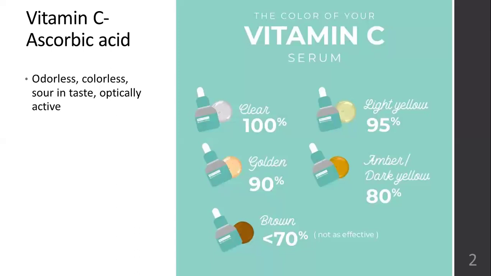So vitamin C. Another name for vitamin C is ascorbic acid. There are a lot of other names as well: ascorbic acid, hexuronic acid, anti-scorbutic nutrient. These are all other names of vitamin C.